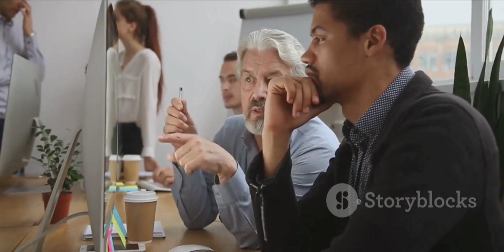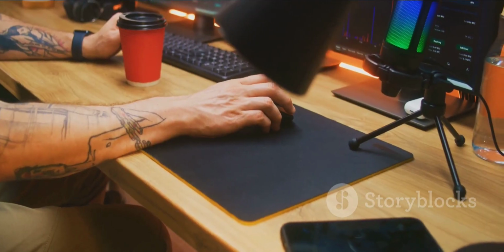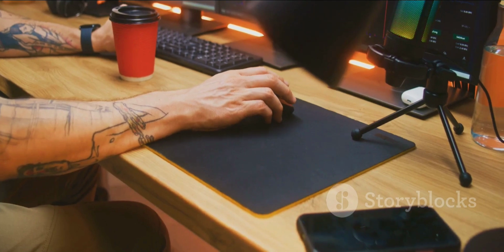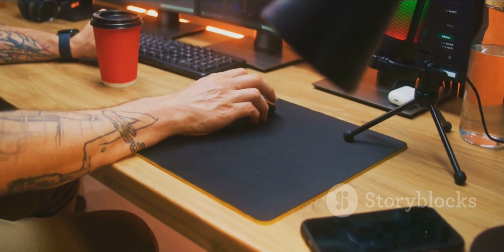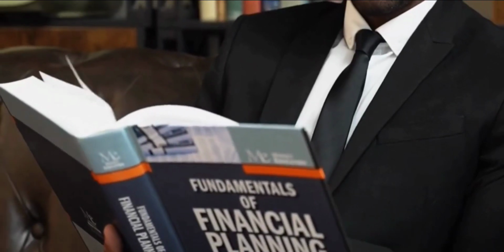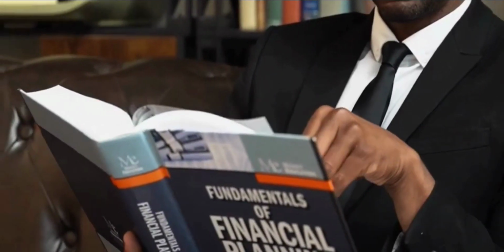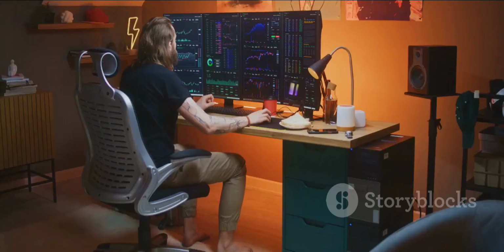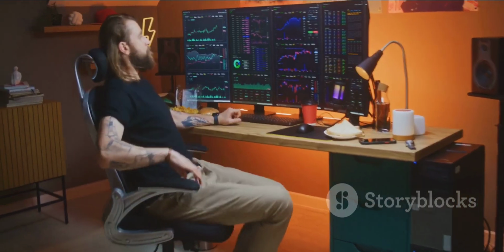Here are a few tips for beginners. Start on demo. Practice on a demo account before risking real money. Keep it simple. Focus on understanding the basics before getting too fancy. And be patient. Wait for clear trading setups and don't force trades.